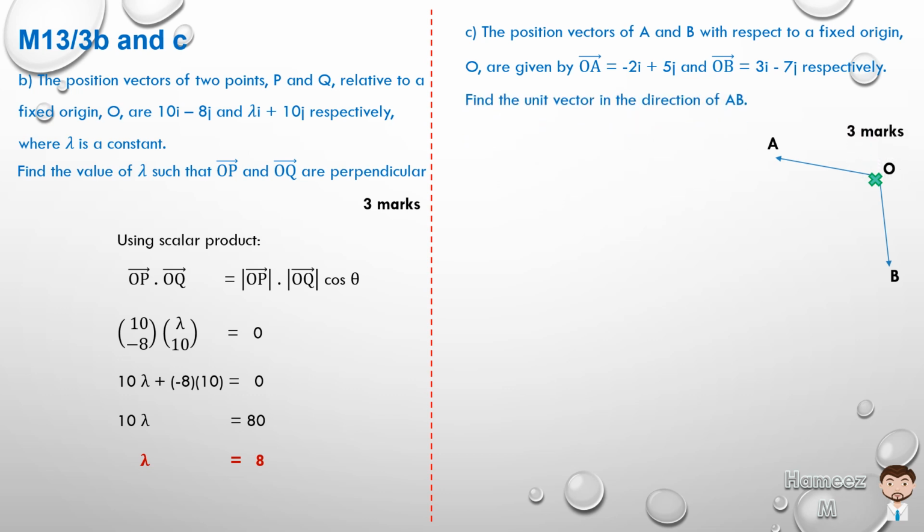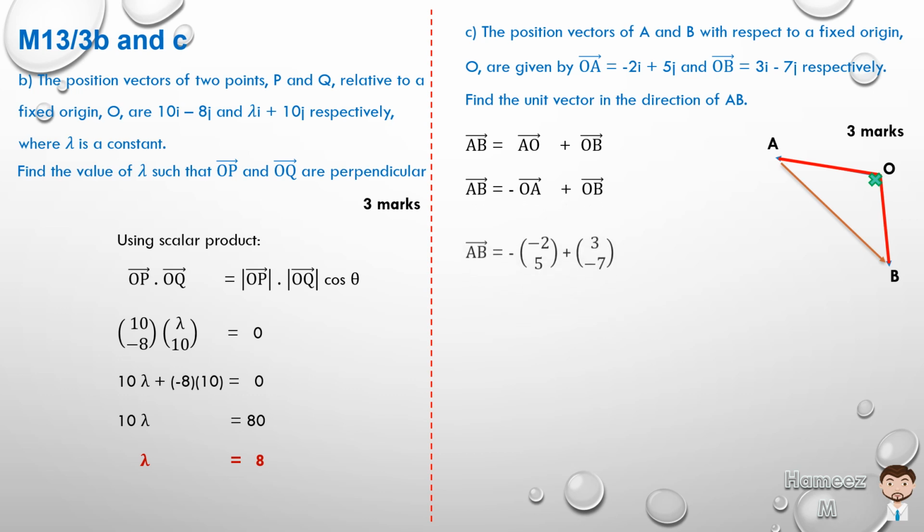Find the unit vector in the direction AB. So if we're going from A to B, vector AB, it means we can pass from A to O. Remember, our starting point will be A. And then we're going from O to B. Now we don't have AO, but we have OA. The difference between them is the direction. So we can rewrite it, AB is equal to minus OA plus OB. And we can substitute values, so AB is equal to minus (minus 2, 5) plus (3, minus 7).